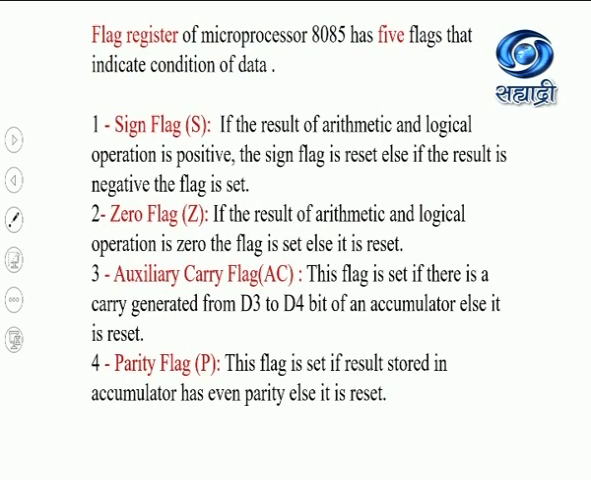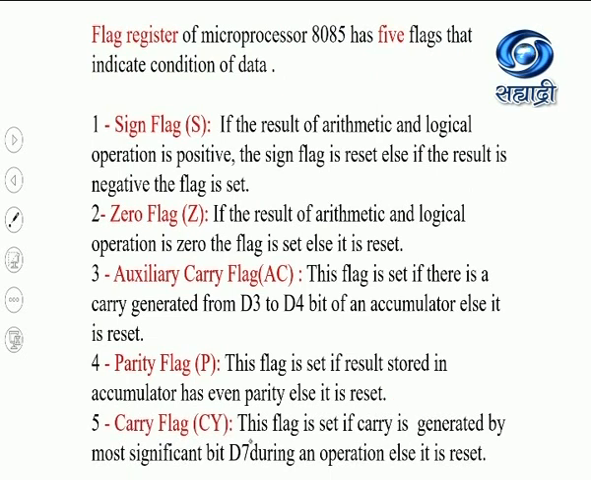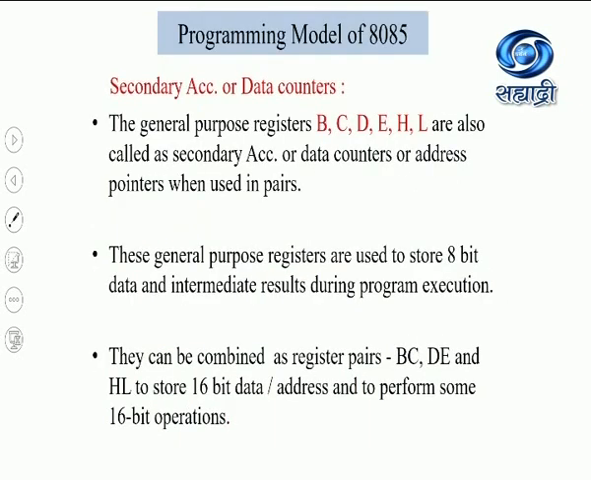Else, it is reset. Carry flag. This flag is set if carry is generated by most significant bit D7 during an operation, else it is reset. So if the carry is generated from D7 bit of accumulator, then carry flag is set. Otherwise, it is reset.